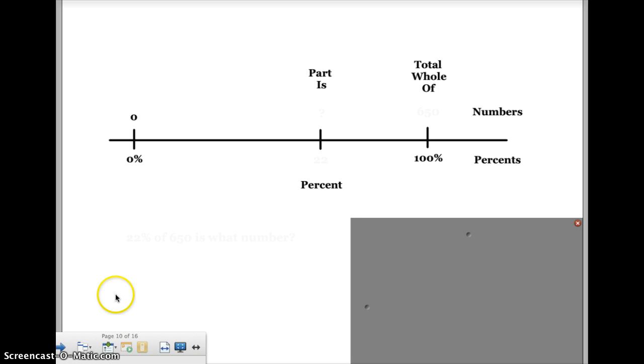Okay, so up to this point, my whole or total has been my unknown, my percent has been my unknown, and in this case, let's see what the unknown is. 22%. So I'm going to put my percent. I'm going to put 22 there. Of 650. Of is the total. So of 650, when I see the word of, what comes right after that is going to be the total, or the whole. And the whole is the same thing as 100%.